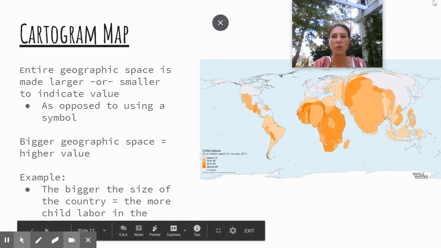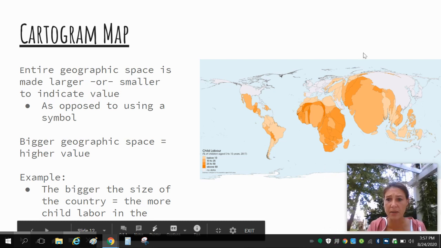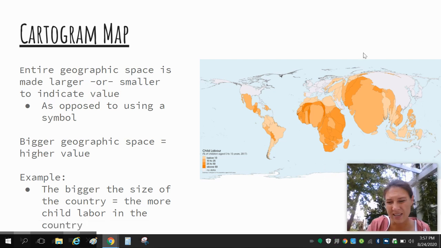And then last but not least are the weirdest of all of the thematic maps. This is a cartogram. This is a sad map too, because this shows child labor. Now, the way that you read this map, and this is the most unique, anytime you see a country that doesn't look right, like it's blown up or exaggerated, that means it has a higher value. If the country essentially disappears, that means that it has the least. And in this case, we're looking at child labor.